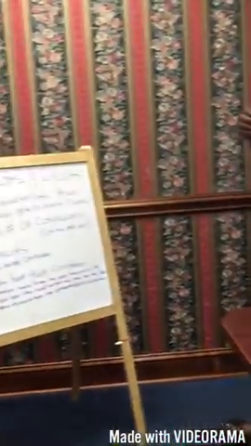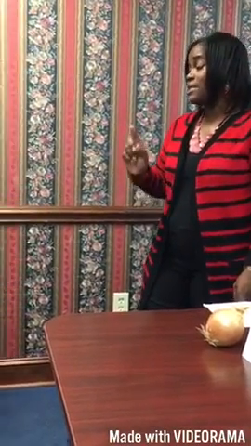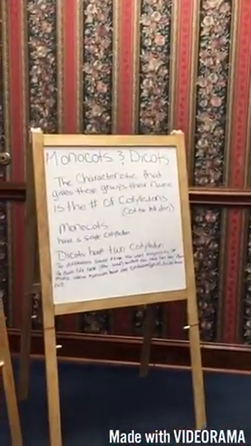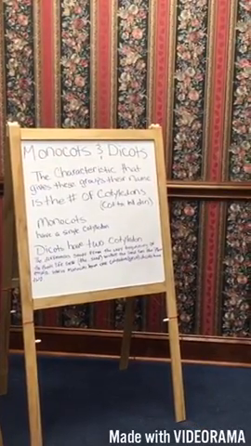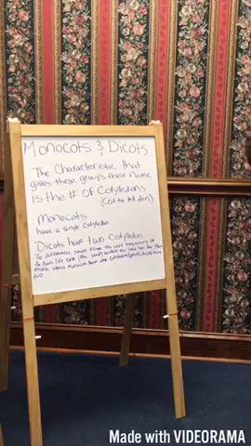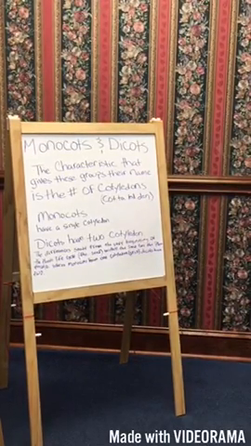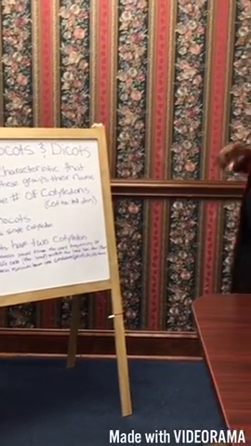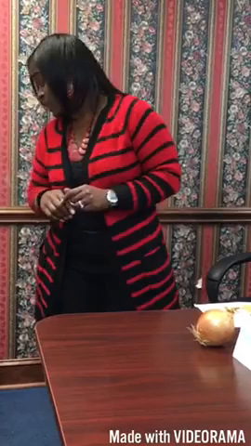The characteristic that gives these groups their name is the number of cotyledons. Monocots have a single cotyledon. Dicots have two cotyledons. The difference starts from the very beginning of the plant's life cycle, which is the seed. Everything starts from the seed. Within the seed lies the plant's embryo. Monocots have one cotyledon, again, and dicots have two.